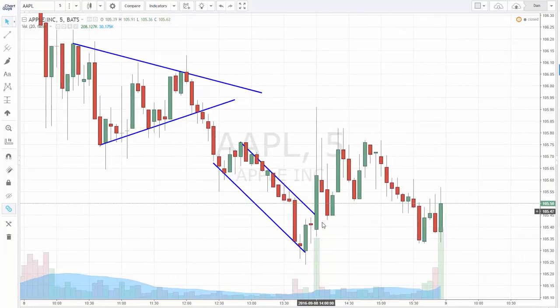That's a huge volume candle. That would have been your signal. Something's changing. It's just time to get out. So theoretically, 105.89 to 105.46, let's say.